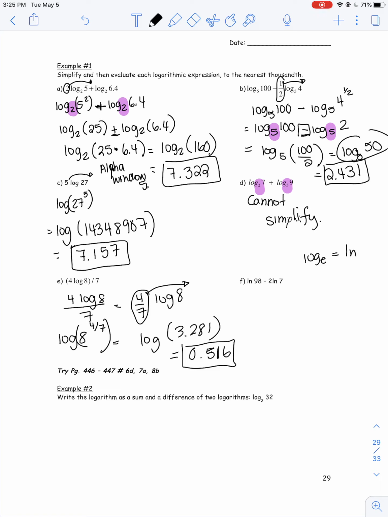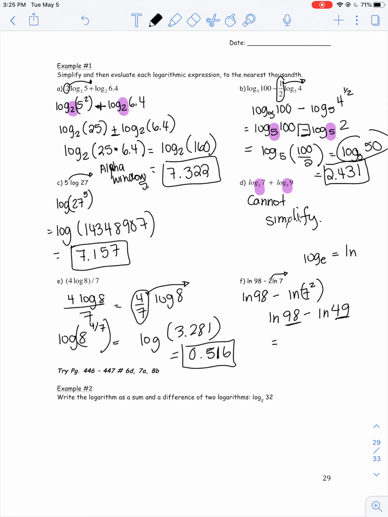Ln is just the same as saying log of base e. So this is the same thing as saying ln. So that's a natural logarithmic way of writing it. So we treat them the same way and we still use the same rules. Ln of 98, we're going to write it as the next one. 2 ln 7, we can write it as ln 7, and then this 2 we can bring to the power, so that's the power rule, and write it as 7 to the power of 2.